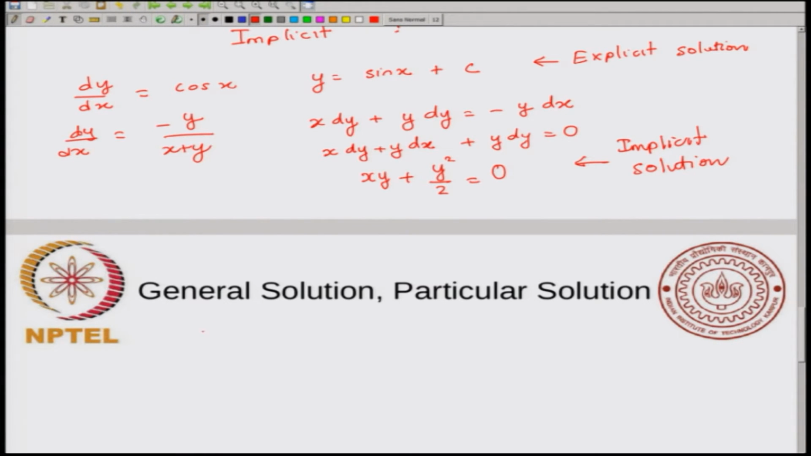I will just write it again. dy by dx is equal to cos x, then y is equal to sin x plus a constant. This is a general solution, because I can take any value of that constant and it will still satisfy this differential equation. Any choice of this constant will still satisfy the differential equation. So, this is called a general solution.